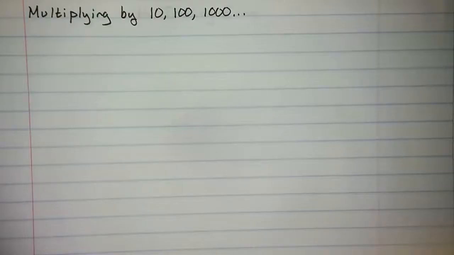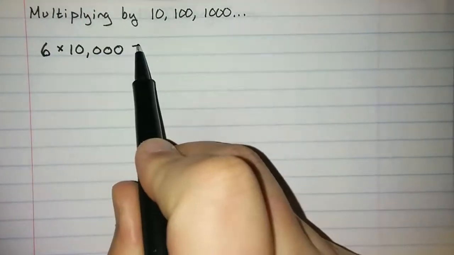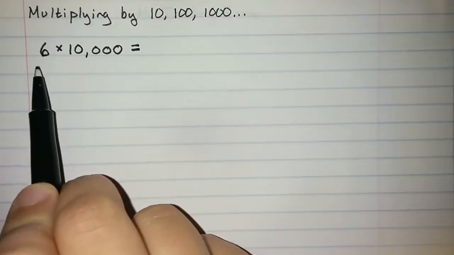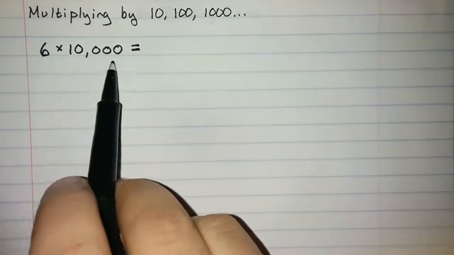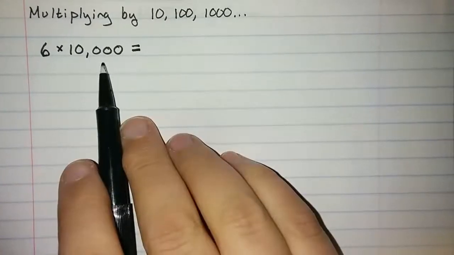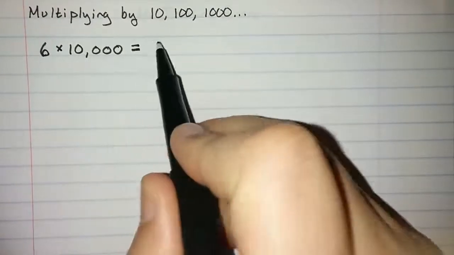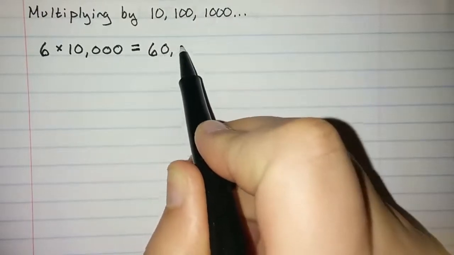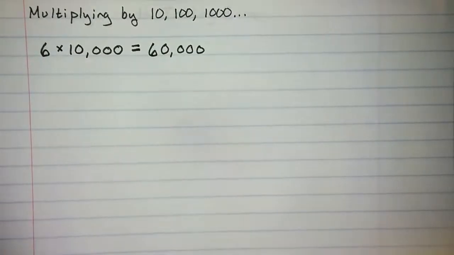Let's think a little bit now about what happens when we multiply by a number that is a 1 followed by some number of zeros. Let's suppose, for example, we wanted to multiply 6 times 10,000. What does this mean? That means how many things do we have if we have 6 groups of 10,000 things? Well, we have 6 10,000s. That's just what 60,000 means.